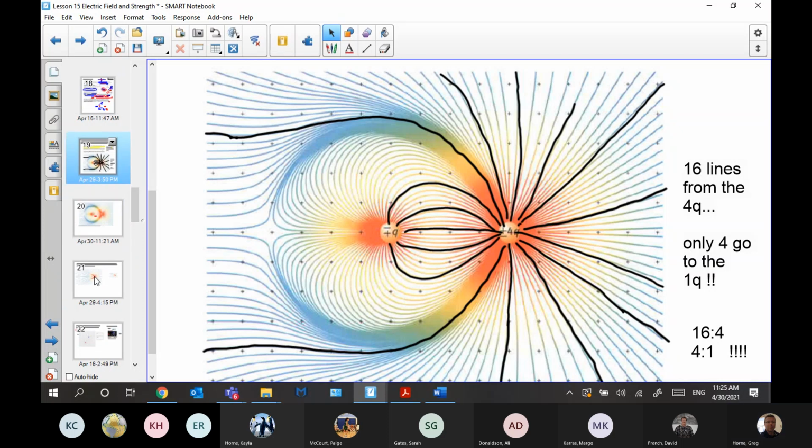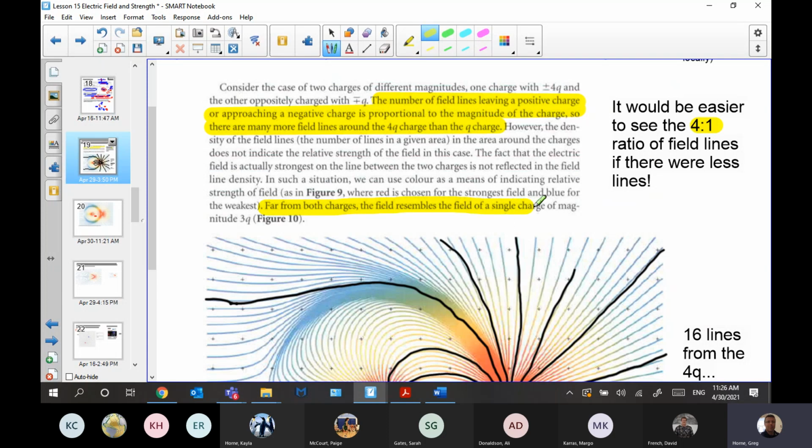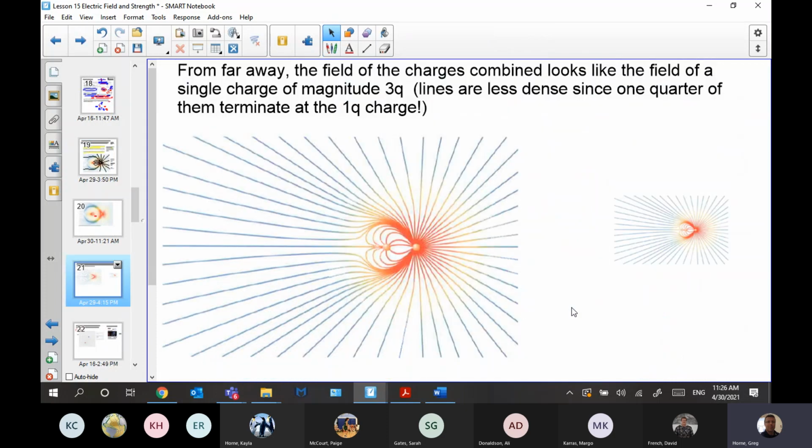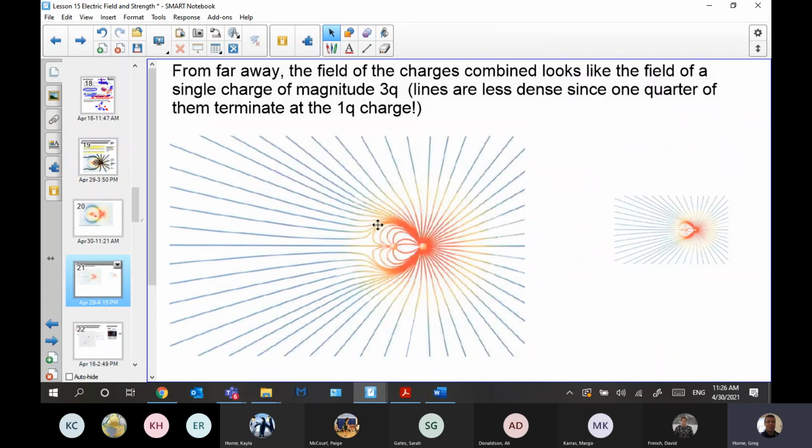Yeah. So another interesting thing they say in this paragraph that's not obvious is that somewhere here, where does it say? Far from, very inconspicuous little line. That's what drives me crazy about this textbook. Far from both charges, the field represents a single charge of a magnitude of 3. So they have another diagram on the next page that looks like this. And they don't have this extra wording, of course, right? It's very inconspicuous. They just have this diagram there, and no one even knows why if you're not paying attention.